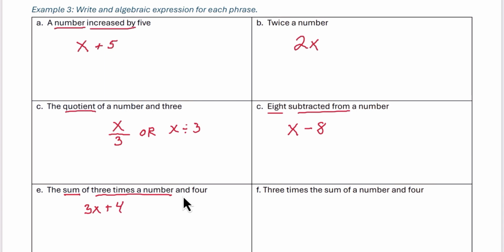Notice that phrase is similar to this next phrase, but they do mean two very different things. In part F, we have 3 times the sum of a number and 4. So we're still multiplying by 3, but what are we multiplying by 3? The sum. So we need parentheses here, the sum of a number and 4. So be very careful with these last two statements.